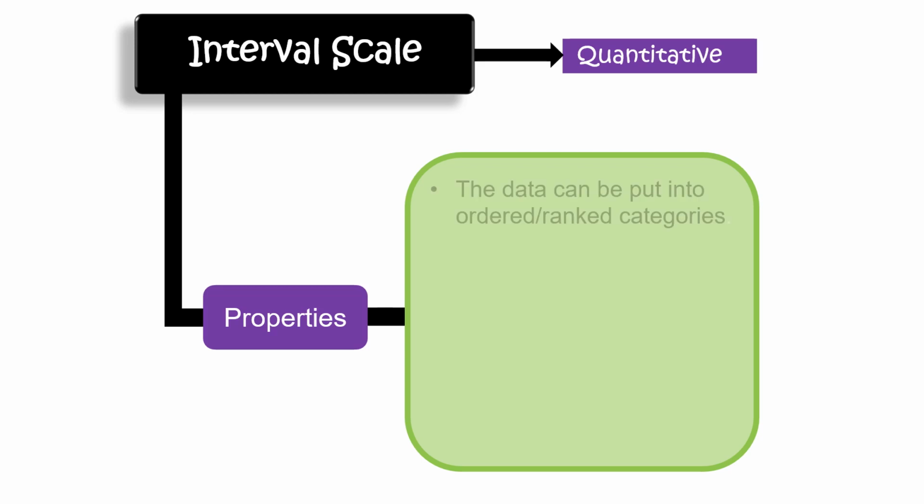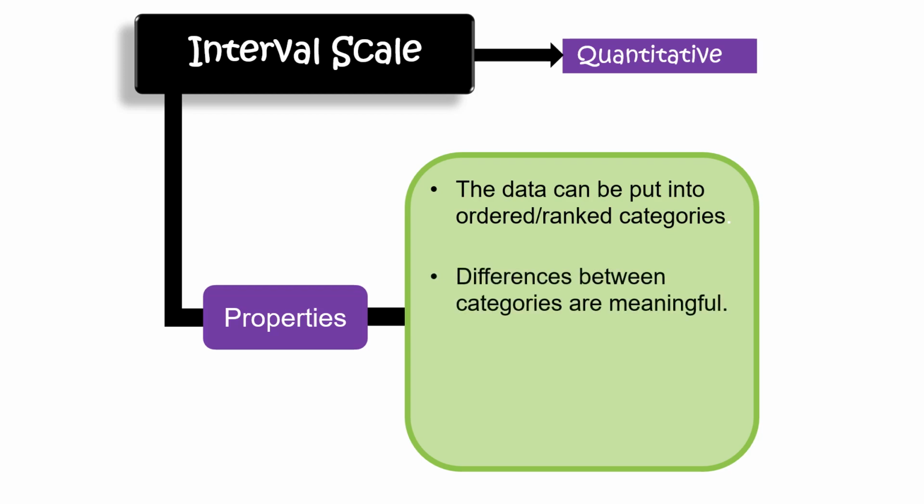Interval scale. An interval scale variable, of course, first needs to be a quantitative variable. Its properties include that data can be put into ordered or ranked categories, differences between categories are meaningful, there is no natural zero, and ratios are meaningless. So all of these properties need to be met for a variable to be of interval scale.